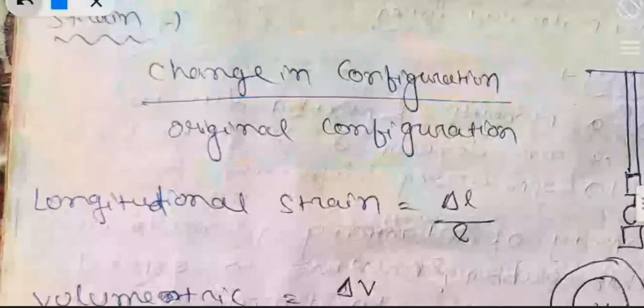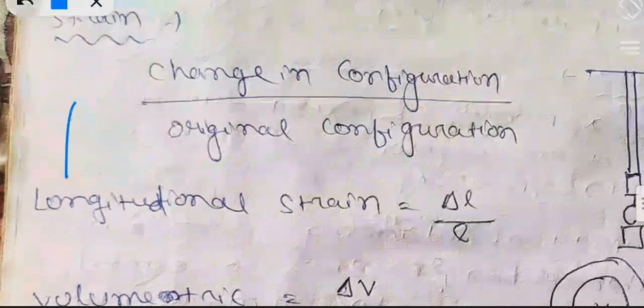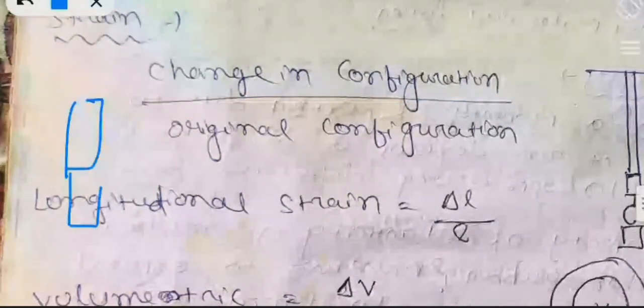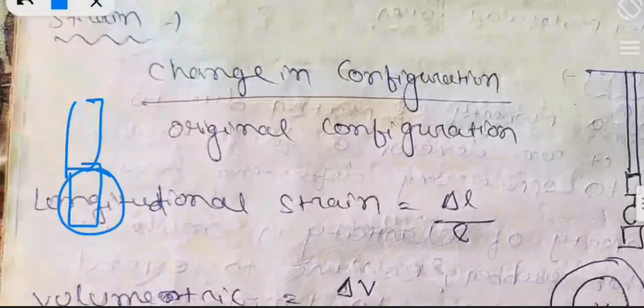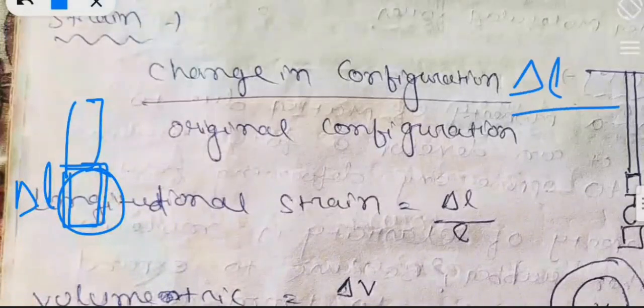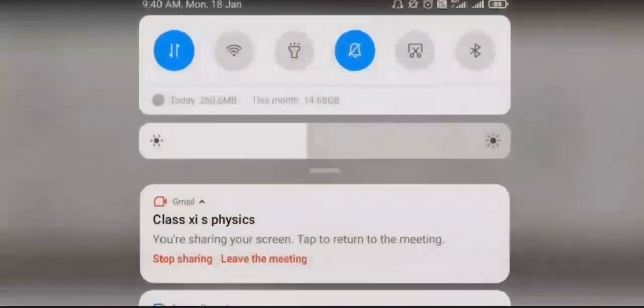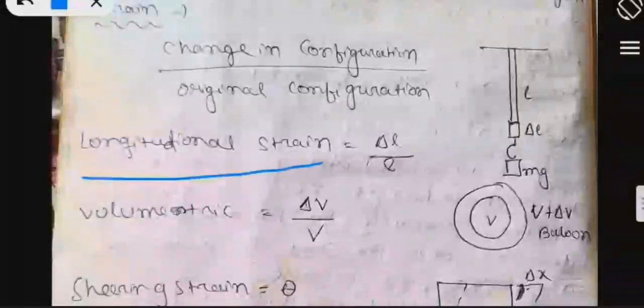Suppose in a wire, previously this was the original configuration, and because of applying a deforming force it has expanded up to this. So what is the change in configuration? This part is only the change. You can represent it as delta L. So delta L upon the original length, which is L, is going to give you the strain result, right? You can see in this figure, and that calculation is known as the longitudinal strain.